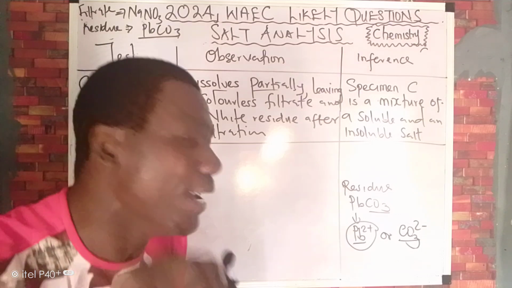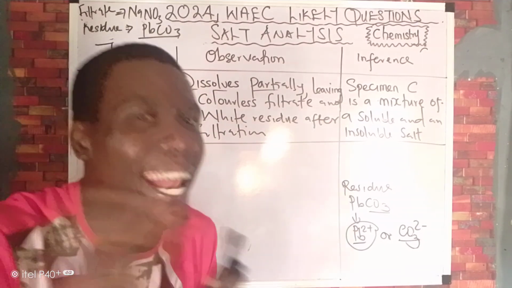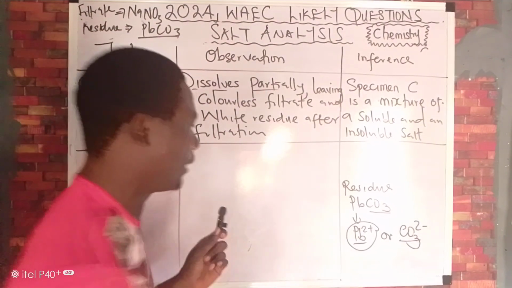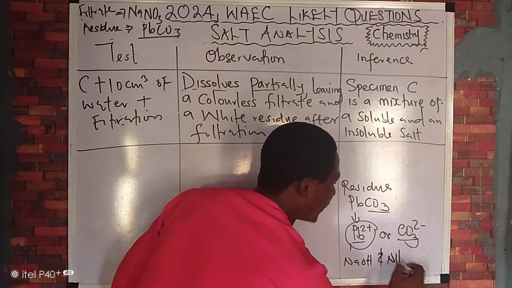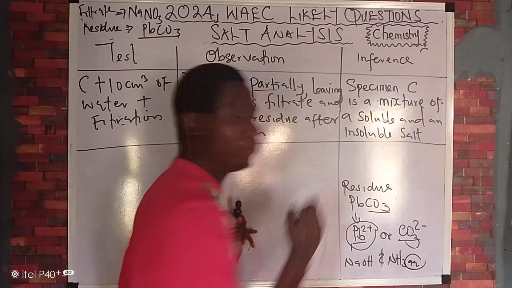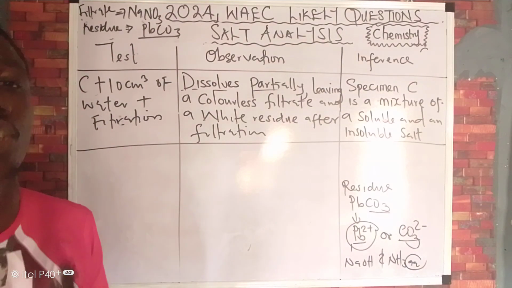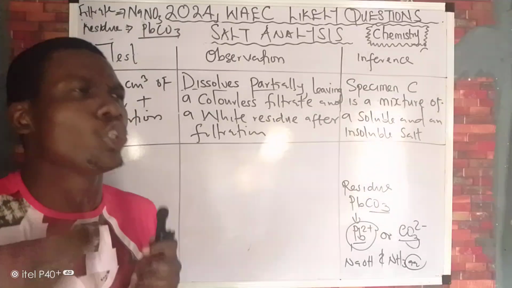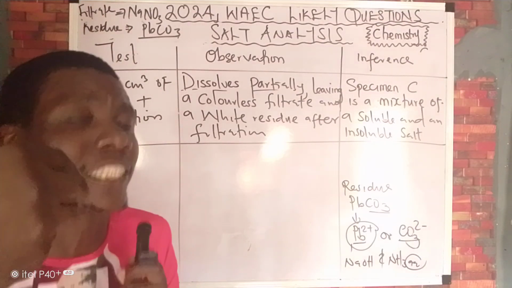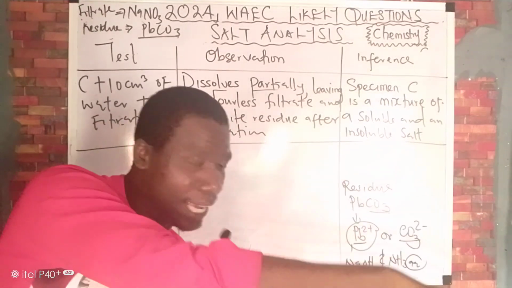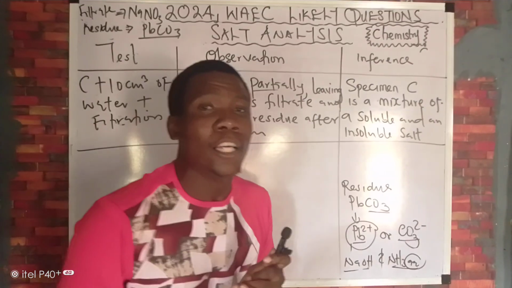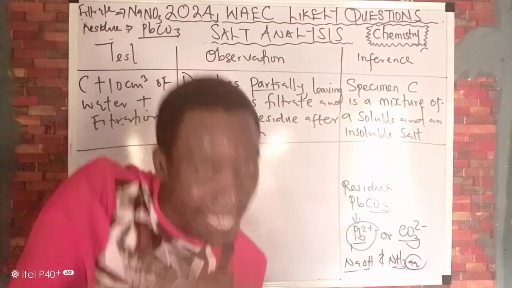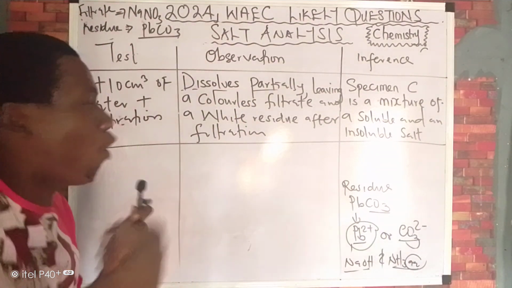And remember, if you want to test for cation, what do you use to test for cation? There are two basic reagents used to test for any cation. What are the reagents? Number one is sodium hydroxide. Number two is aqueous ammonia. So if they say add sodium hydroxide or aqueous ammonia, you just remember that it is lead they want to check. So when you are adding sodium hydroxide or aqueous ammonia, you are testing for lead. Yes, have it at the back of your mind.